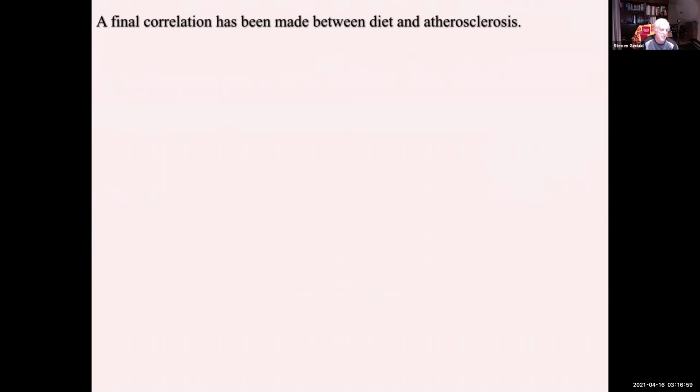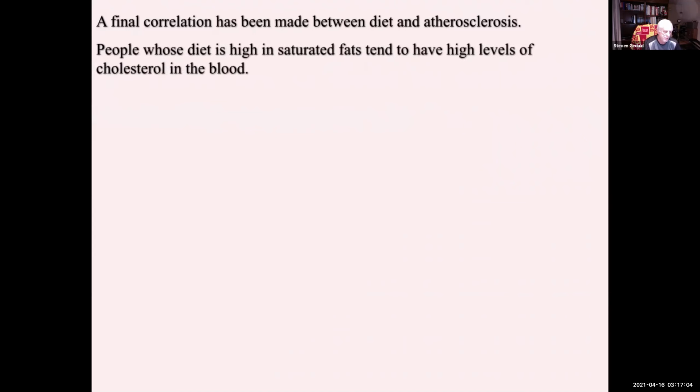A final correlation has been made between diet and atherosclerosis. Okay? People whose diet is high in saturated fats tend to have high levels of cholesterol. Okay? Remember, what are saturated fats? No carbon-carbon double bonds, all single bonds. They have the most hydrogen you can possibly have on the molecule, which means they're going to stick together and be a solid at room temperature rather than a liquid.